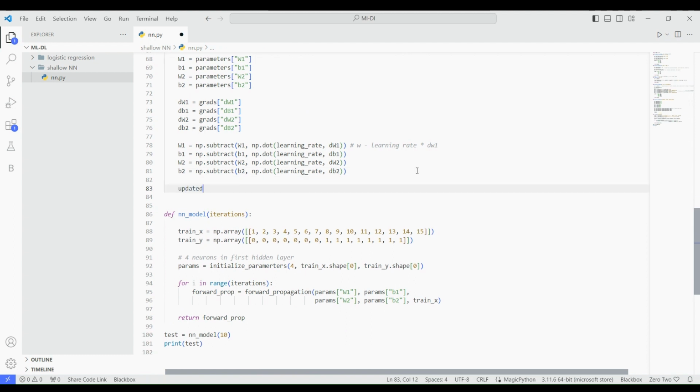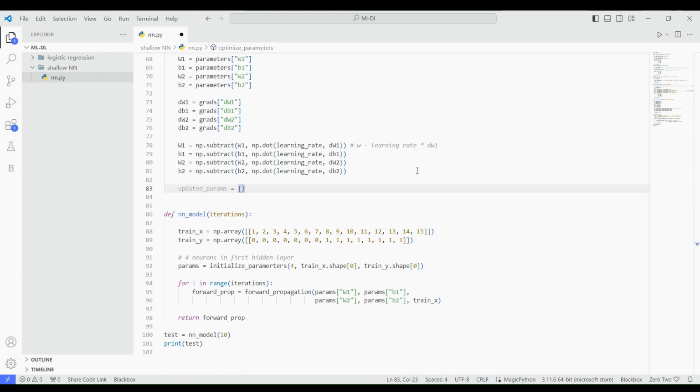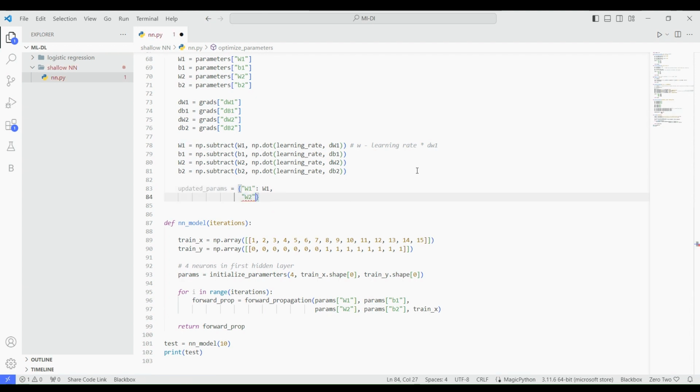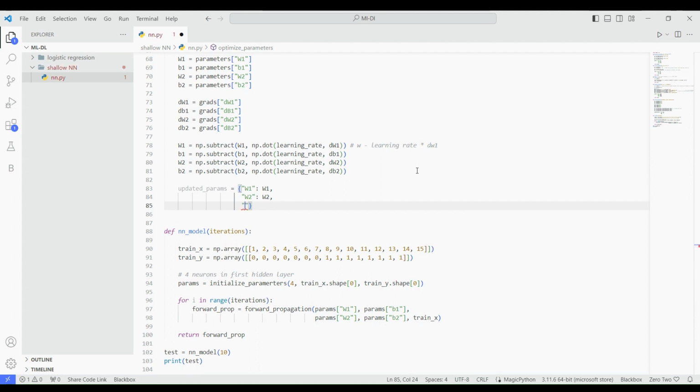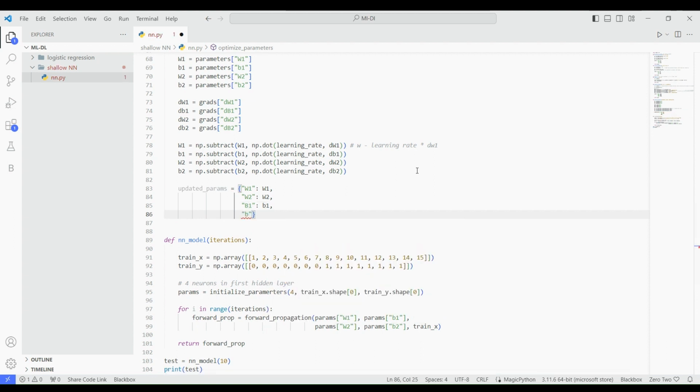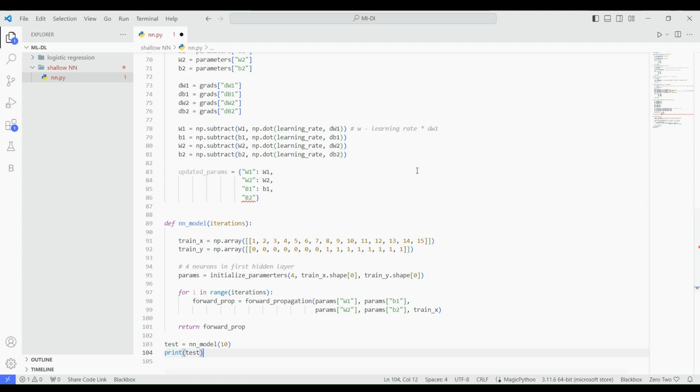And then I'm going to say updated params is equal to, I'm going to make a dictionary. And I'm going to say W1, W1, W2, W2, I have no idea why I put a comma here. And then B1, B1, B2, okay.